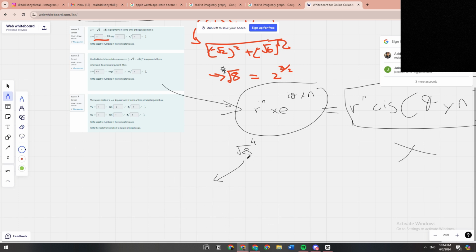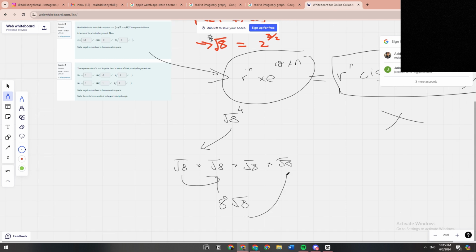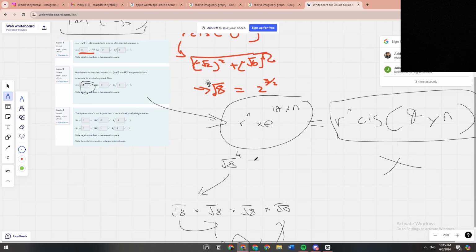Okay, but still, what this shows is root 8 times root 8 times root 8 times root 8. And when root 8 times root 8, that equals 8. But 8 times another root 8 just becomes this. Right? So then when you times root 8 again, you cancel out, this becomes 8, 64, okay? So do not argue, it is 64. So this would be 64.